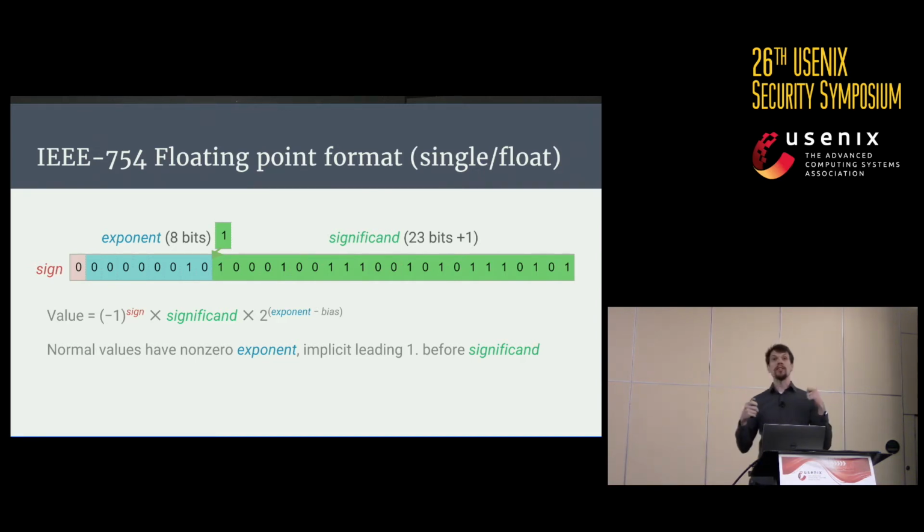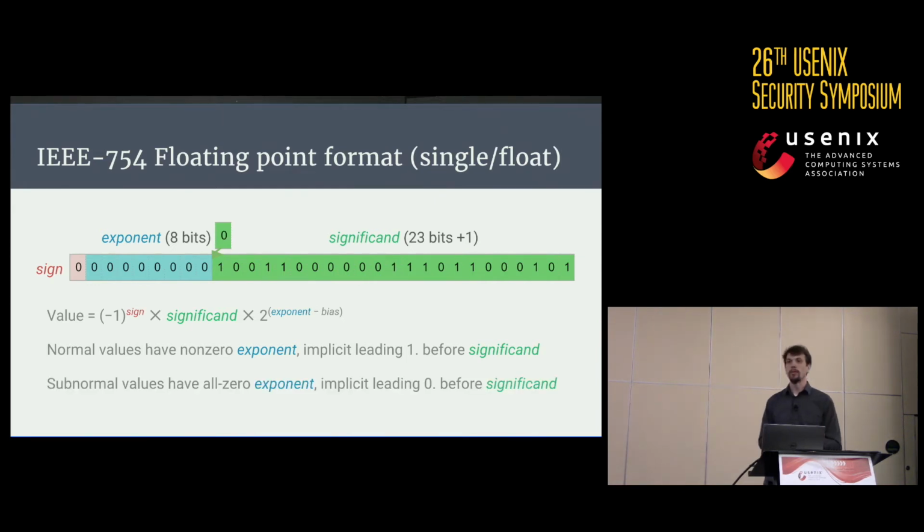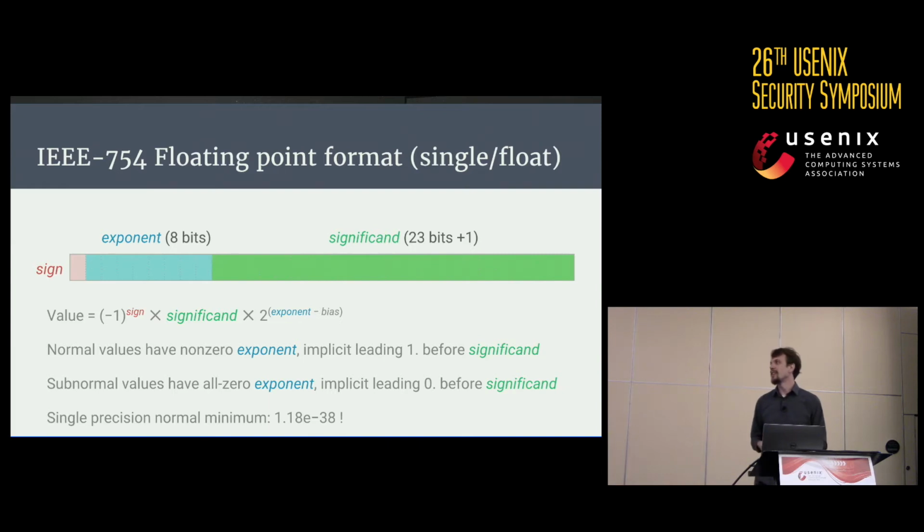Now, if the exponent is all 0 bits, we have what's called a subnormal or denormal value. In this case, the significand gets an implicit leading 0 bit. This is true for both single and double precision floating point. If you do the value calculation for a subnormal value, you will quickly notice that the maximum subnormal value is smaller than the Planck length in meters.